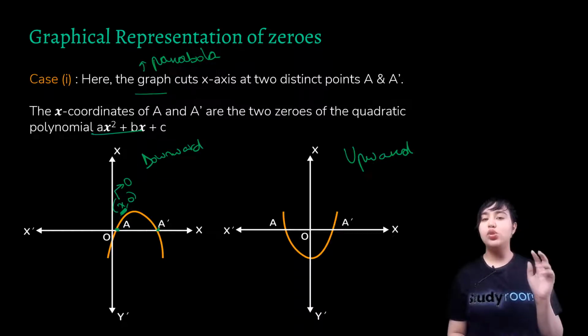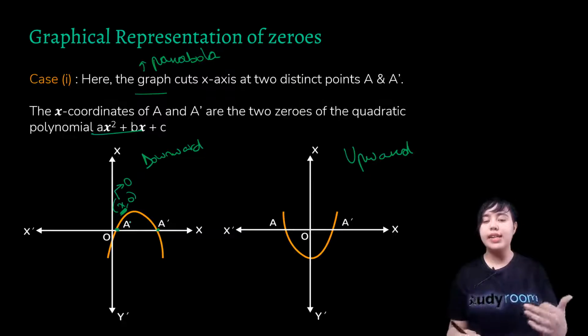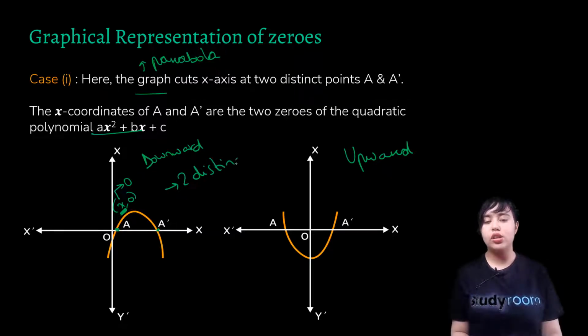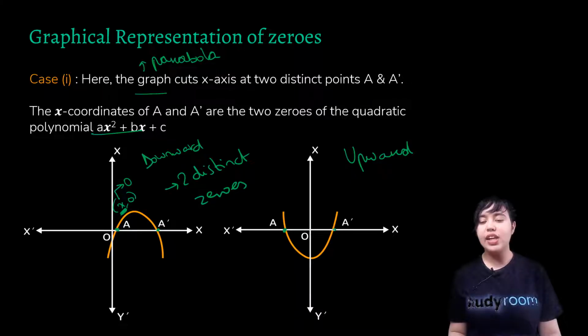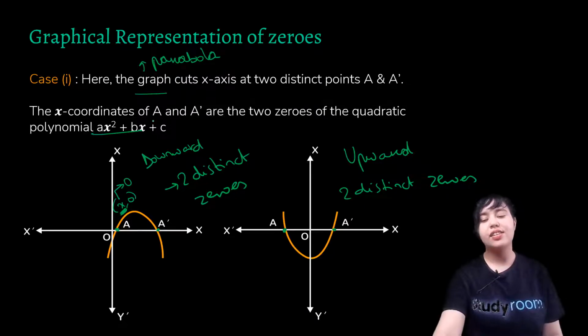Since you're having 2 points here on which we can see the intersection of the curve with the x-axis, we get two distinct zeros. And what are these zeros? The x-coordinates of these points, A and A dash. In the upward parabola also we see that at points A and A dash, the curve is meeting the x-axis. Look for the x-coordinates and those will give you again two distinct zeros of the given polynomial, which is of the form ax square plus bx plus c.